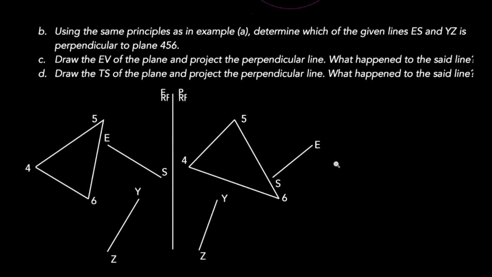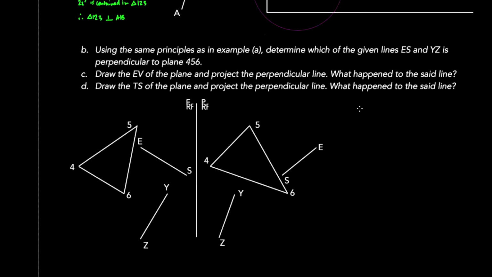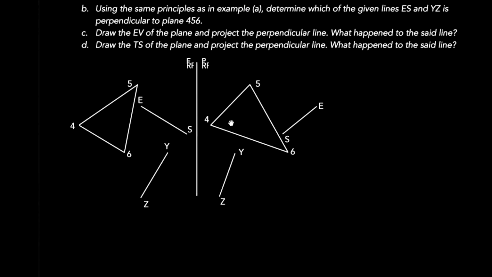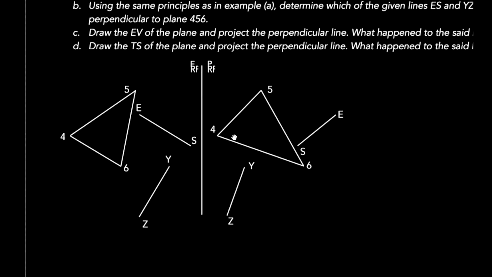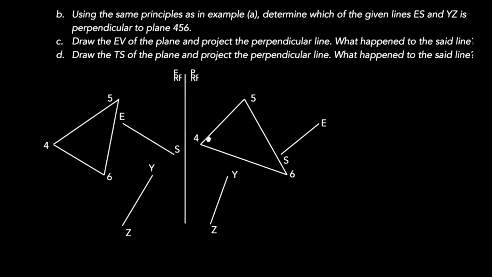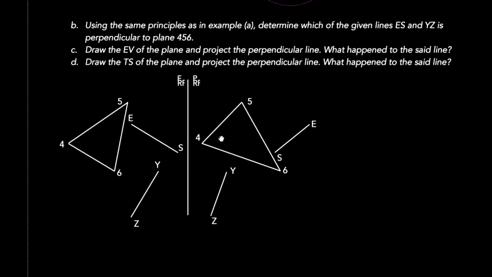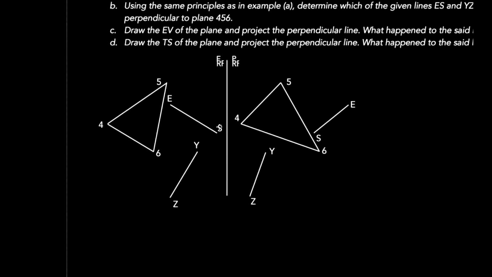So, using the same principles in example A, determine which of the given lines, ES and YZ, is perpendicular to plane 4, 5, 6. Okay? So let's try to do this using the same principles as in the previous example. I still have some time, so let's try it here first.